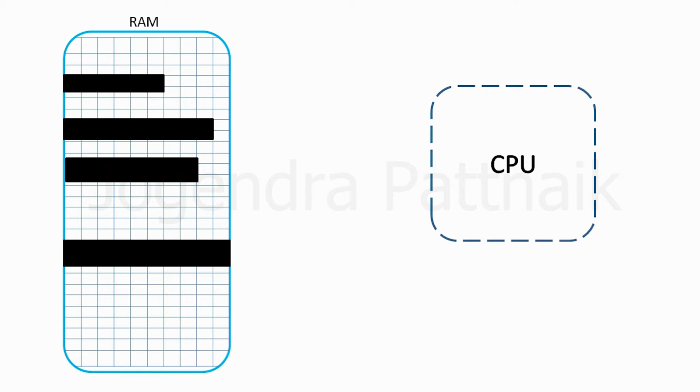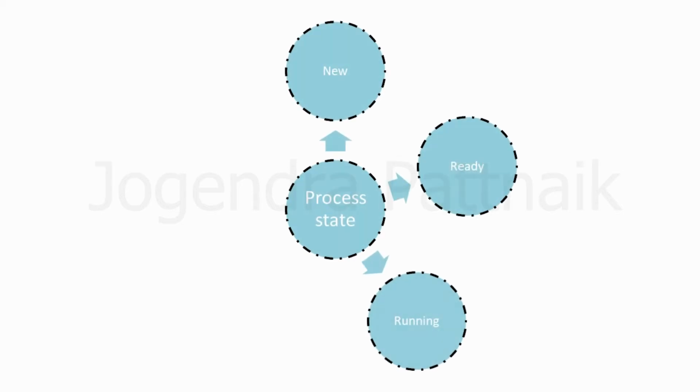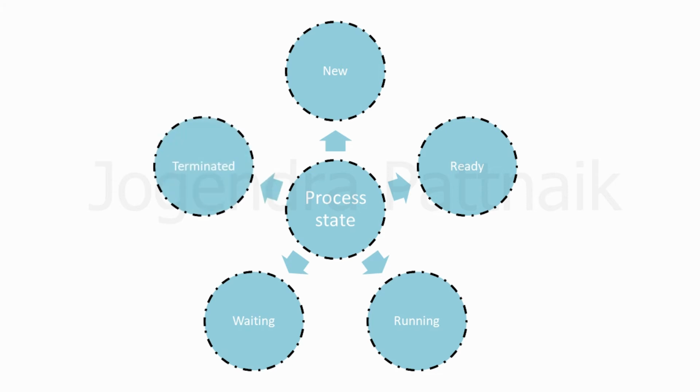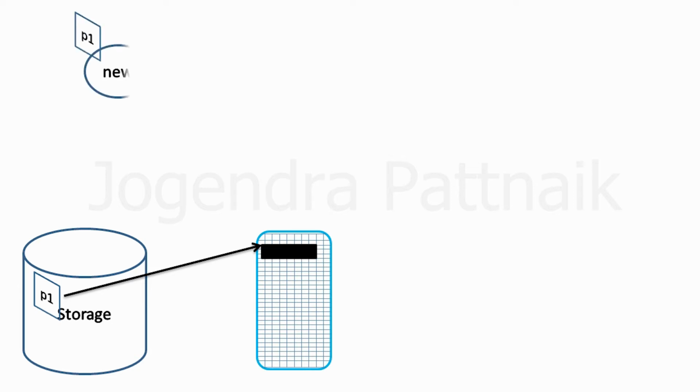So the current activity of a process is represented by its state, which may be new, ready, running, waiting, and terminated. Let's see when a process switches from one state to another. Here we have a program P1 located on the secondary storage device. When we execute this program, it becomes a process and the current state of the process becomes new.